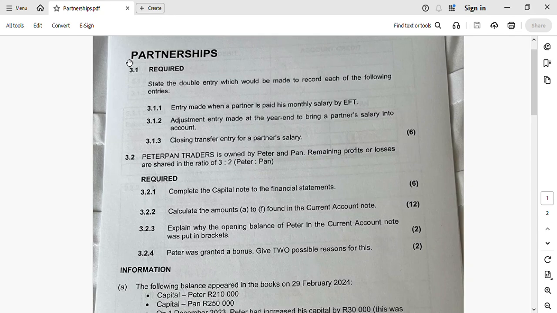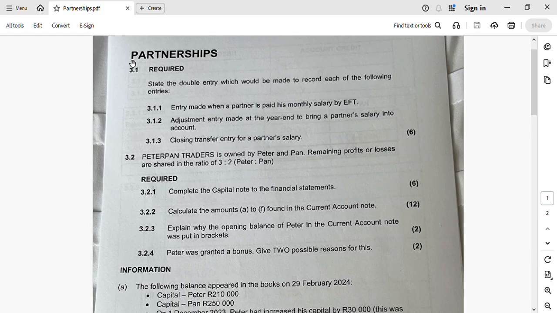I'm going to do several videos on revision activities to prepare you for your November exam. So today I'm going to start off with a past paper on partnership ledger accounts, partnership financial statements.